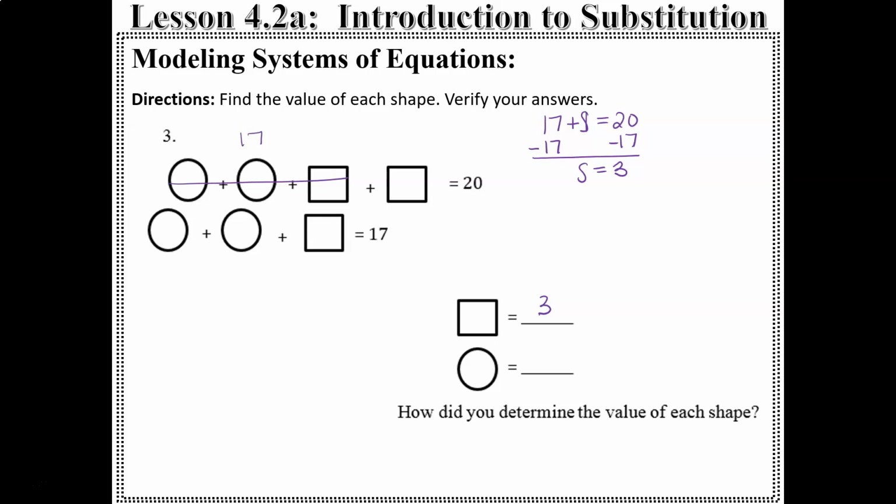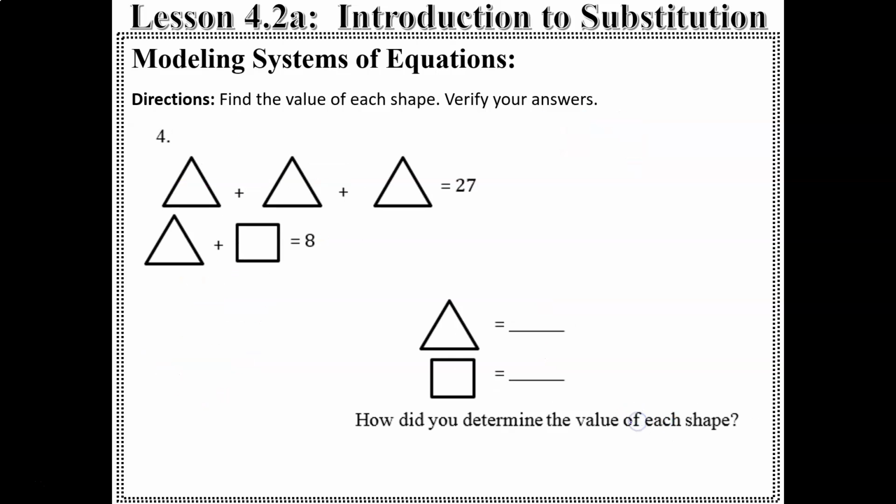If I go back here and replace that, I have 2 circles and a square, which is 3, is 17. So I'm going to subtract 3. I have 2 circles is 14. Then I'm going to divide by 2 to isolate the circle, and I have the circle is 7. To get the value of the square, I replaced circle, circle, square with 17, and then I solved for the square. Then to get the circle, I substituted my new value for square into the square.